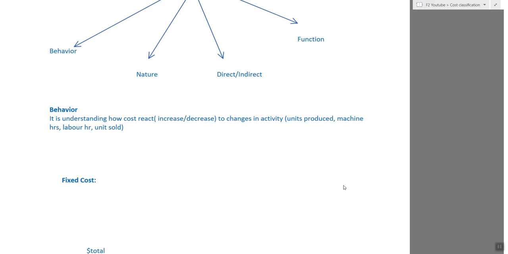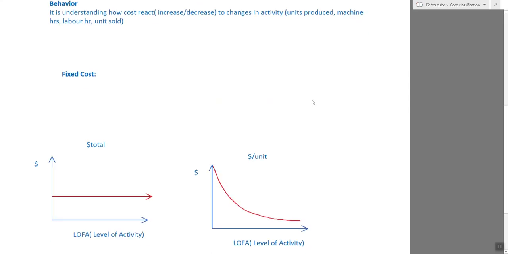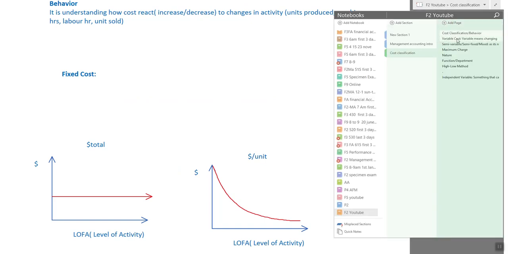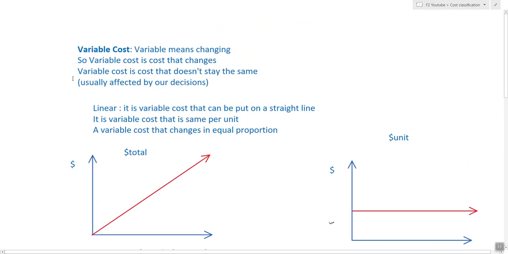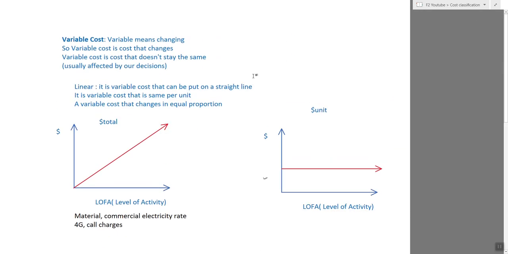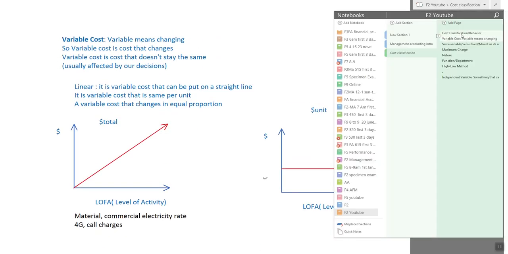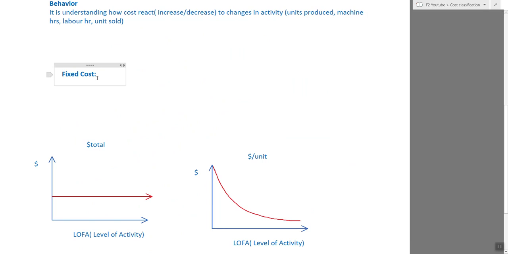So in behavior, we have different types of costs. One is fixed cost. To understand fixed cost, we will compare it to variable cost, which is another category here. So we will look at variable and fixed cost together. As its name suggests, fixed means the cost is stable.